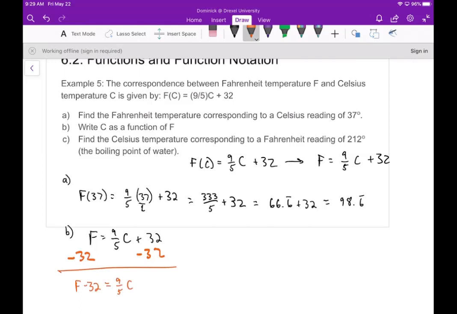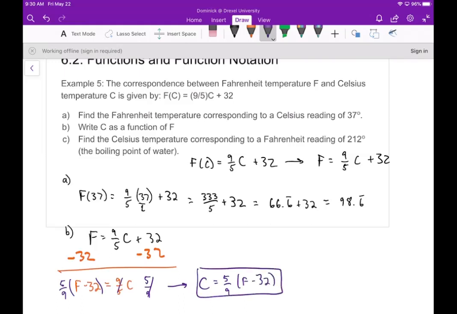And now we can multiply both sides by the reciprocal of 9/5. We can multiply both sides by 5/9. And we'll get that C is equal to 5/9 times (F minus 32). So now we have a function where if I plug in Fahrenheit, I'll get Celsius to come out. So we can write this as C of F is equal to 5/9 times (F minus 32).